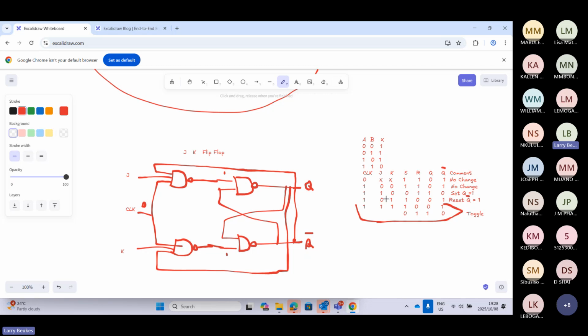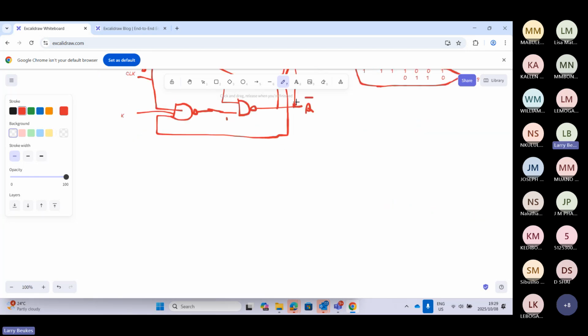Then you can say if J is 1, for example, Q will be 1, right? You see, Q will be 1. And then if K is 1, Q naught will be 1. Are you guys with me? And then if both inputs are high, J and K are high, the circuit will be in a toggle state. It will toggle, right?